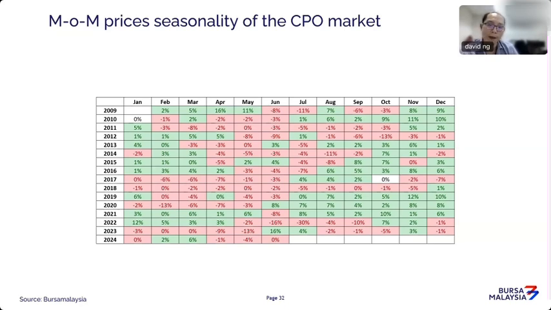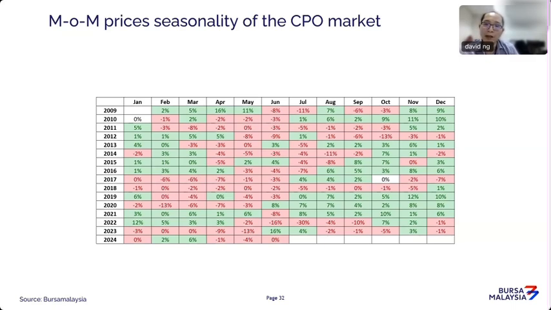Why is that so? If you recall back in the beginning of the presentation, I showed you the production slide as well as the stock pattern. You notice that production in the beginning of the year tends to be very weak, and also at the end of the year. This coincides with holidays and whatnot, so we have a shorter harvesting period.